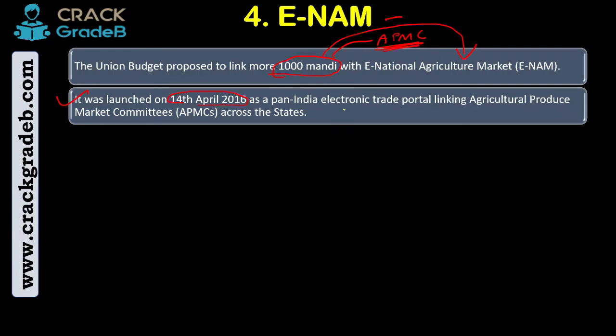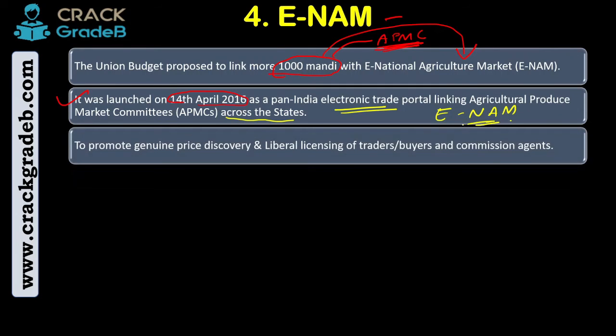Then, as a pan-India electronic trade portal linking APMCs across the state. So all the APMCs are linked with the help of ENAM. Okay, then let's see, to promote genuine... So why was this introduced by the government? To promote genuine price discovery and liberal licensing of traders, buyers, and commission agents.